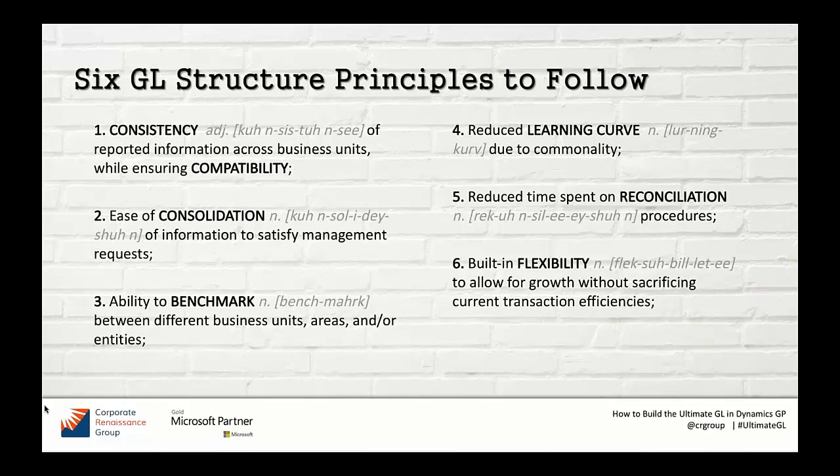Spending less time on reconciliation issues and building flexibility to allow for growth, without sacrificing current transaction efficiency. So what we mean there is we have to think about the future of the business and make sure we leave probably enough number sequences between the numbers in an individual segment to allow for growth. I'm not advocating here that we put four or five segment structures together and use only three and have two sitting there blank just waiting for us to use one day. I don't really believe that to be something you need to do, but I do think you need to think about the number of digits within the segments to allow for growth, and you need to think about sequencing and numbering, and we're going to come back to that a little later in the presentation. Needless to say, these are important principles to think about when we're restructuring the GL.